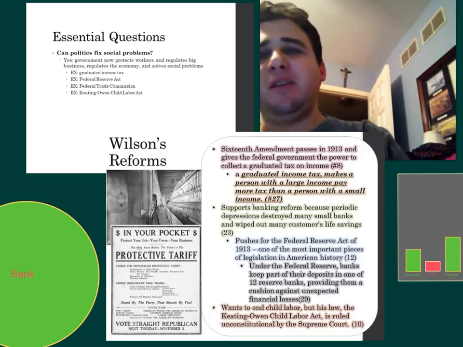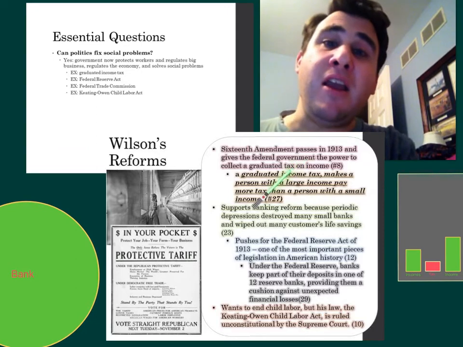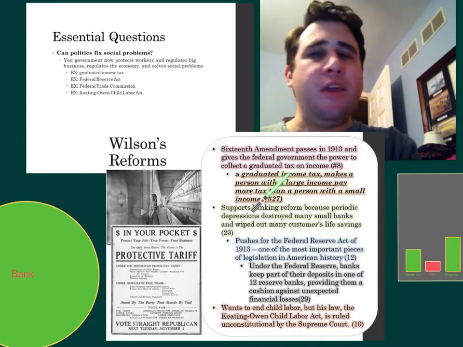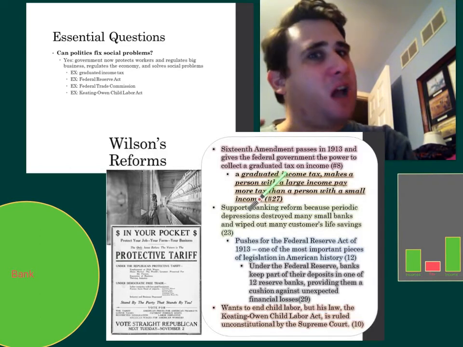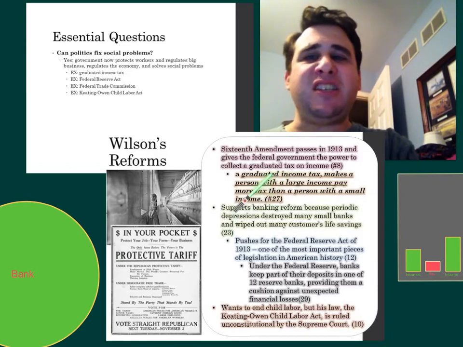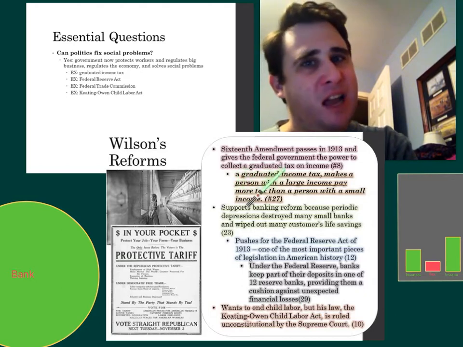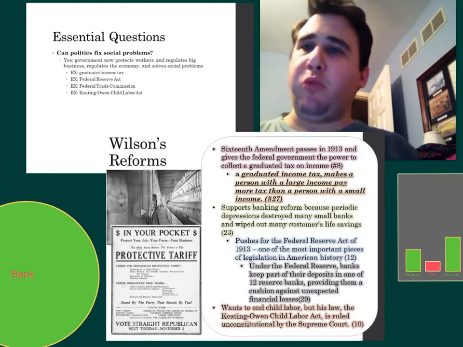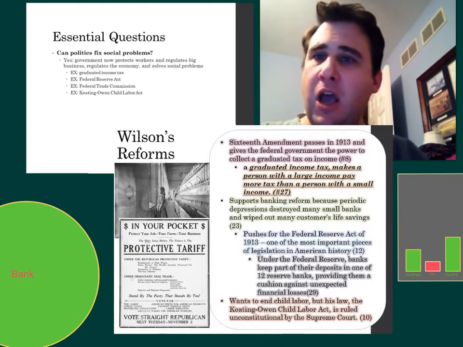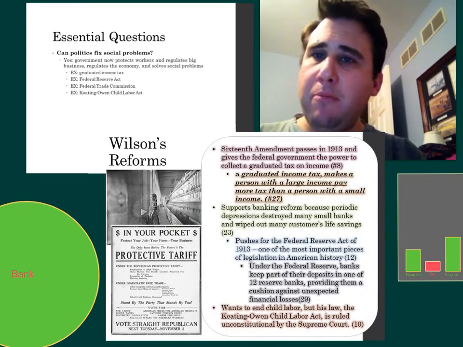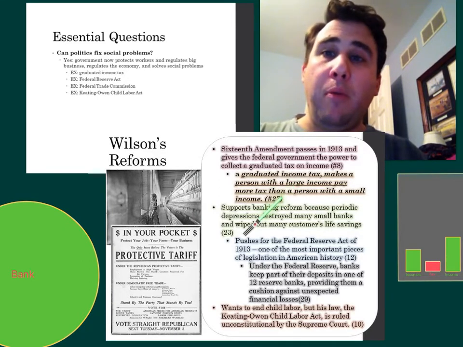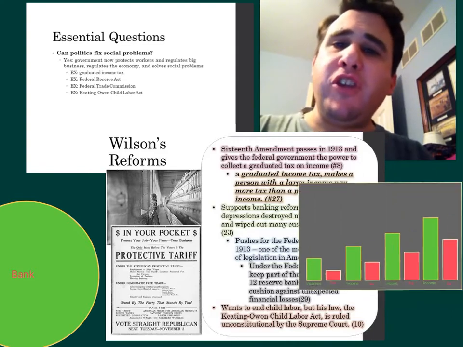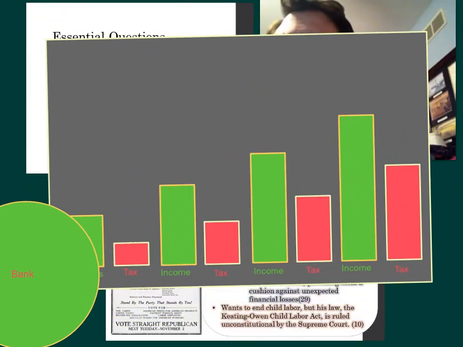So the 16th Amendment is passed, and that 16th Amendment is going to allow our government to collect taxes. Now that raises a big question about what kind of tax we should collect, and they settle on something called a graduated tax on income, or a graduated income tax. Here's how it works. It's really pretty simple: a person with a large income is going to pay more in tax than a person with a small income.